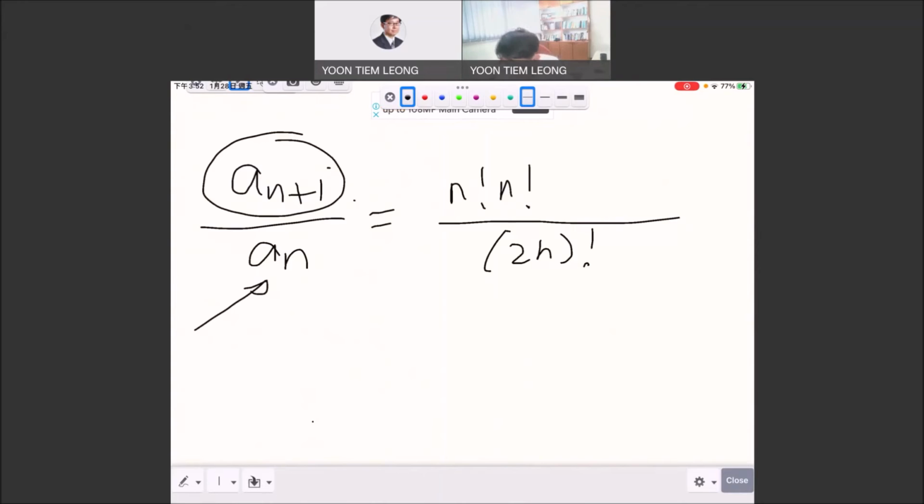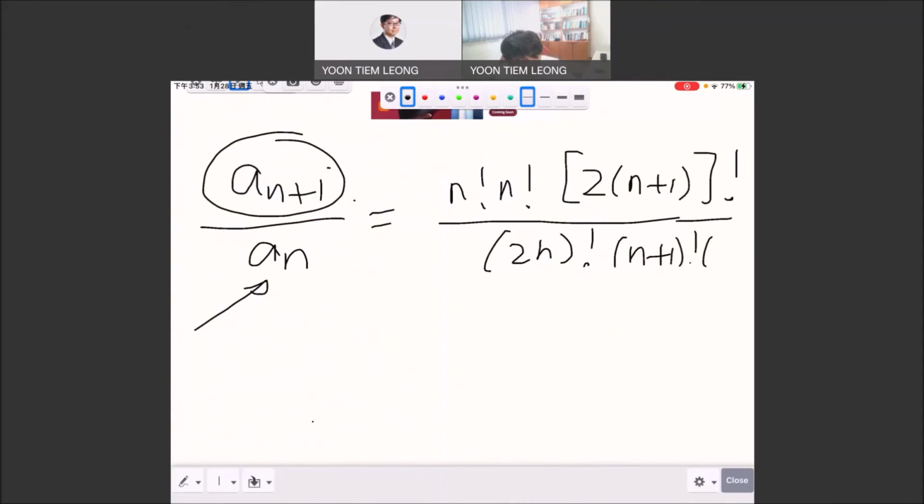To write down the expression for a of n plus 1, what you do is just replace n by n plus 1. So according to the definition, this is equal to 2 times n plus 1, and the whole thing has factorial in it. And downstairs for a of n plus 1, it should be n plus 1 factorial and n plus 1 factorial. Okay, so this is the expression for the ratio. Then what you do next is to try to simplify it.